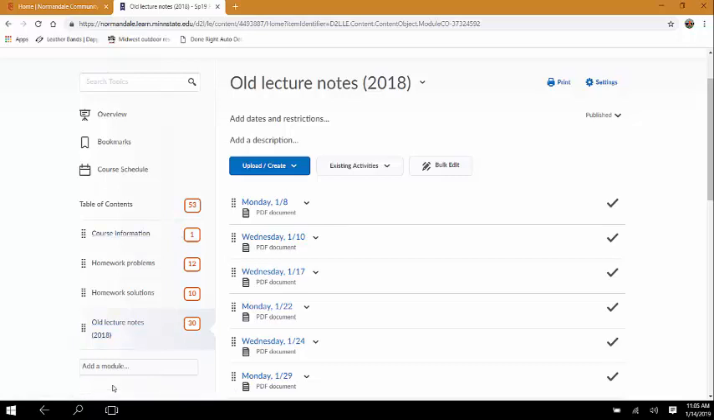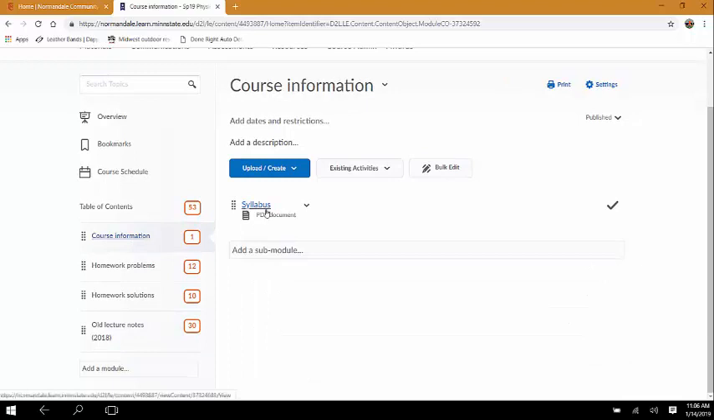The last section on here is course information. That's where the syllabus is, and that's all that's in this section for now. So let's check out the syllabus.